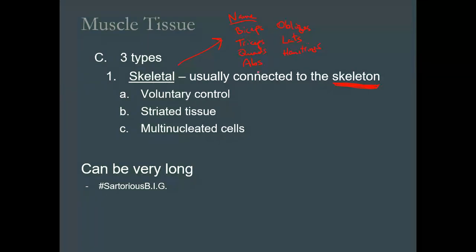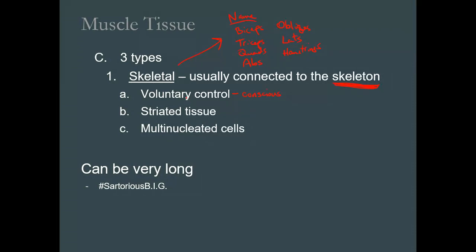What do all these things have in common? They have voluntary control. You can voluntarily turn them on or off. This is a conscious thing. You can decide, do I want to flex my biceps? Do I want to move my triceps? Do I want to use my quads? You control all of that. So it's voluntary. The conscious part of your brain controls it.